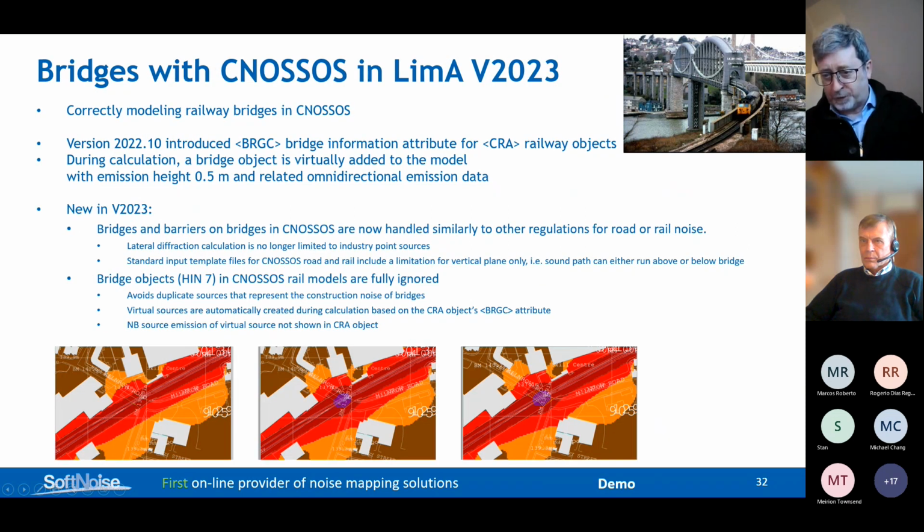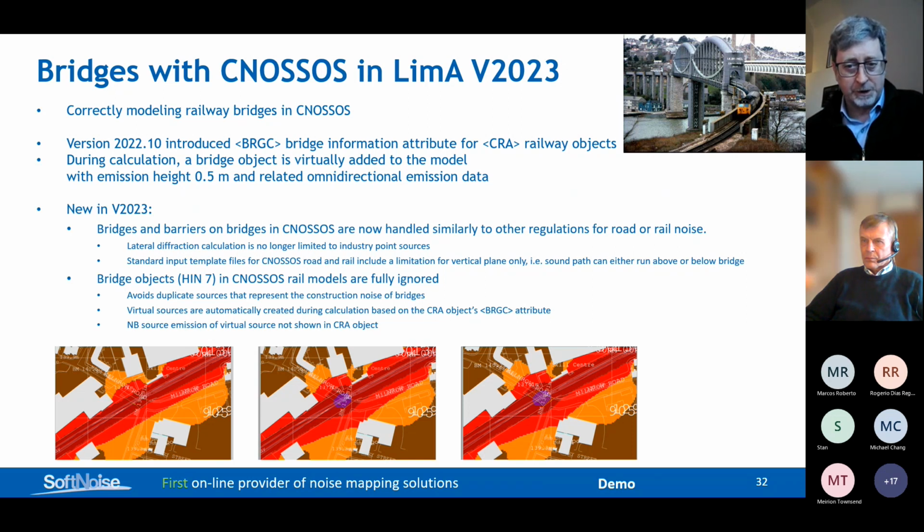But I wanted to progress and show you this one here, because I think this is very useful and interesting for you. This is how to correctly model bridges in Knossos. Now, in the previous version released, we introduced BRGC bridge information attributes for the CRA railway objects. That meant that you indicated on the railway line when there was a bridge.